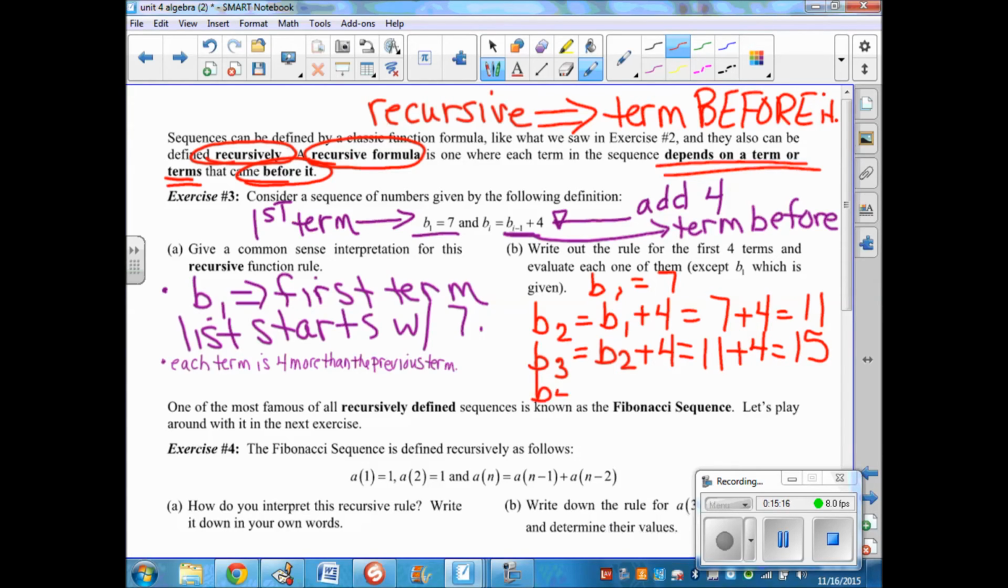So what's b sub 4 then? Take the term before b sub 4, which is b sub 3, and I have to add 4 to it. So I take the term right before, which is 15, plus 4, and get 19. So right now, I have the first term, the second term, the third term, the fourth term. Guys, what's the difference between each one of those terms? 7, 11, 15, 19. What am I adding each time? I'm adding 4 each time. Okay?